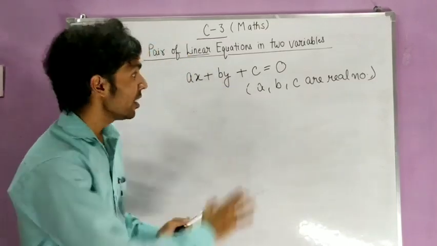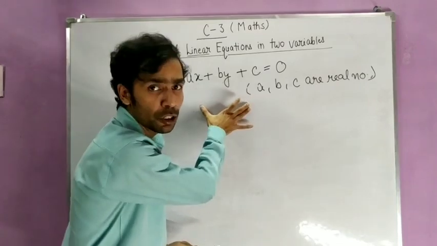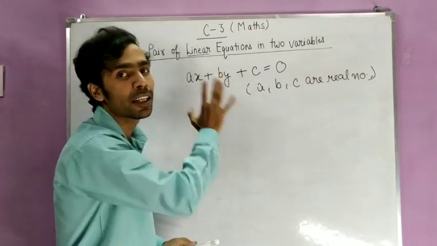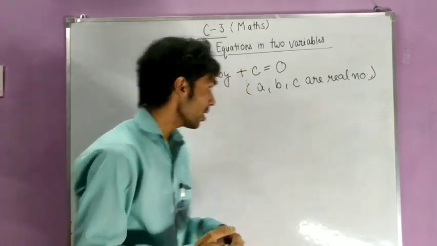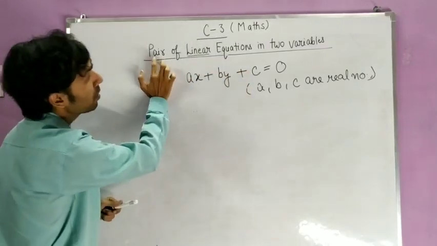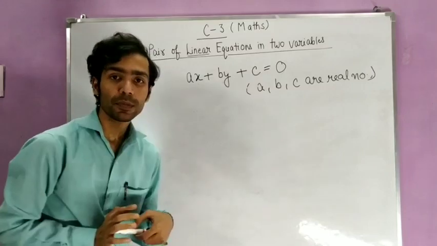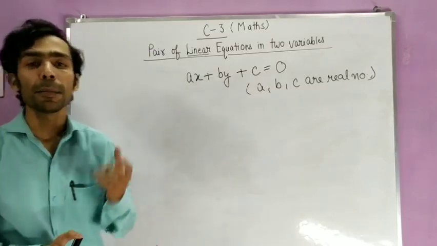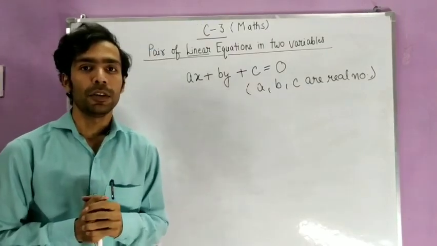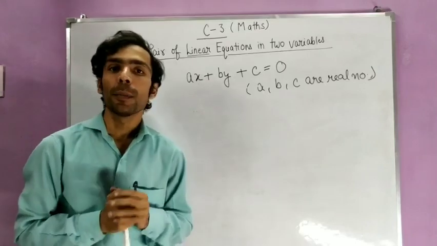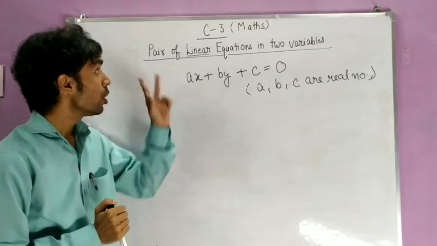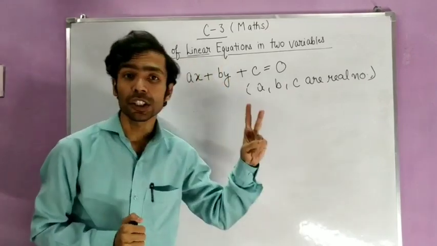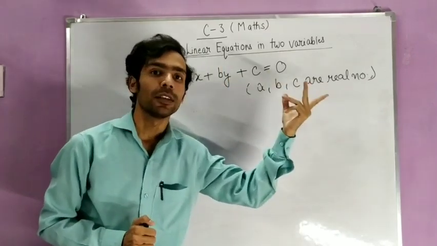Okay? This is the concept of class 9th only. You have studied this in class 9th only. Okay? Now what extra will we understand? See, here it is written pair of linear equation. What do you understand by pair? What is the meaning of pair? Pair means 2. So it means we have to write 2 linear equations in 2 variables.